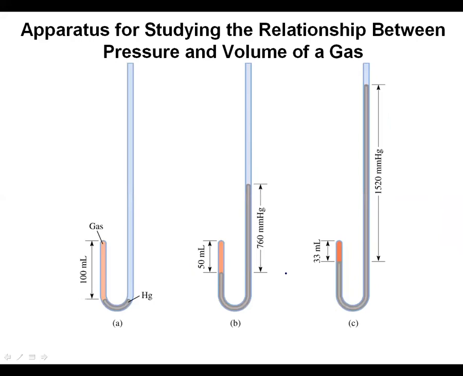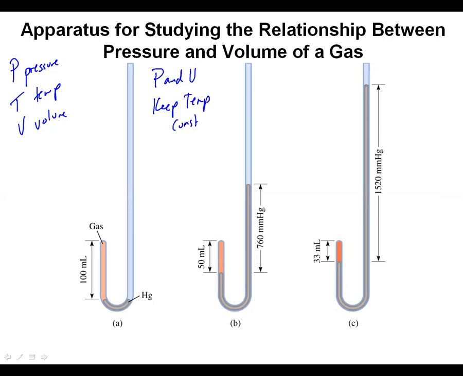So the first relationship that we're going to look at, and when we talk about gases and gas laws, there's really three variables that we deal with. There's pressure, temperature, and volume. So the first relationship we're going to look at is basically the pressure and volume relationship. And we're going to keep temperature constant in this case.